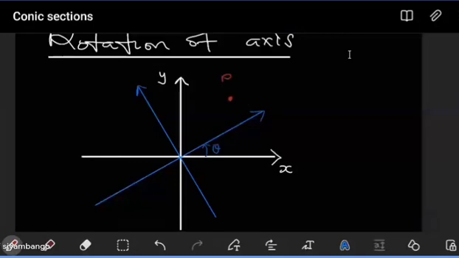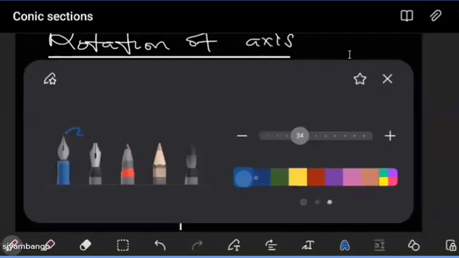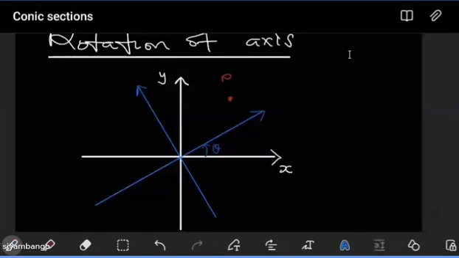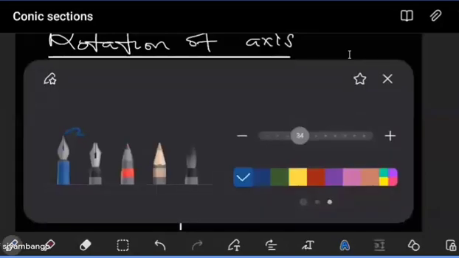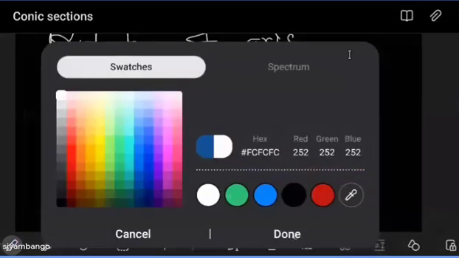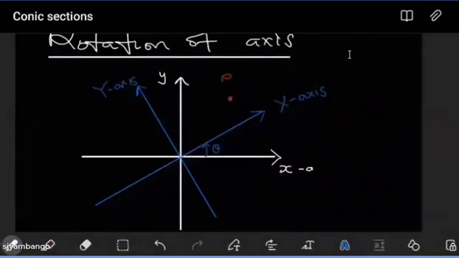You see, this point can be described in terms of the blue axis, and it can also be described in terms of the white axis. The blue axis has the capital X-axis, and this is the capital Y-axis. And in the same way, this is the small x-axis, and this is the small y-axis.